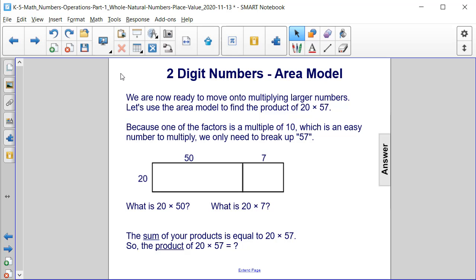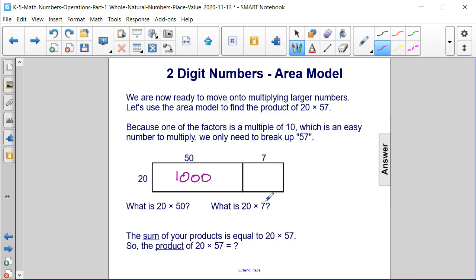Now let's talk about multiplying two-digit numbers by two-digit numbers. So we're going to use the area model to find the product of 20 and 57. Because one of the factors is a multiple of 10, which is an easy number to multiply by, we really only need to break up the 57 into 50 and 7. So now we can multiply 20 times 50, and when we do that, the answer will be 1,000.